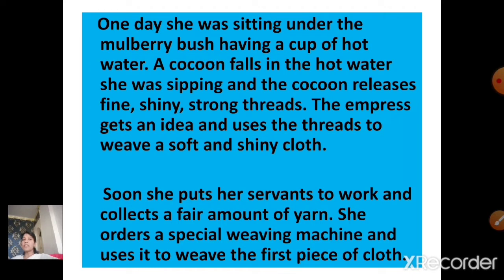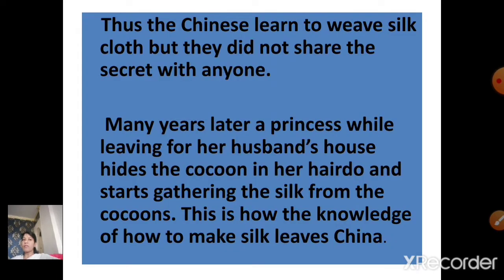Soon she puts her servants to work and collects a fair amount of yarn. She orders a special weaving machine and uses it to weave the first piece of cloth. Thus the Chinese learned to weave silk cloth, but they did not share the secret with anyone. Many years later, a princess, while leaving for her husband's house, hides the cocoon in her hairdo. Hairdo means the way the hair is styled. She starts gathering the silk from the cocoons. This is how the knowledge of how to make silk leaves China.